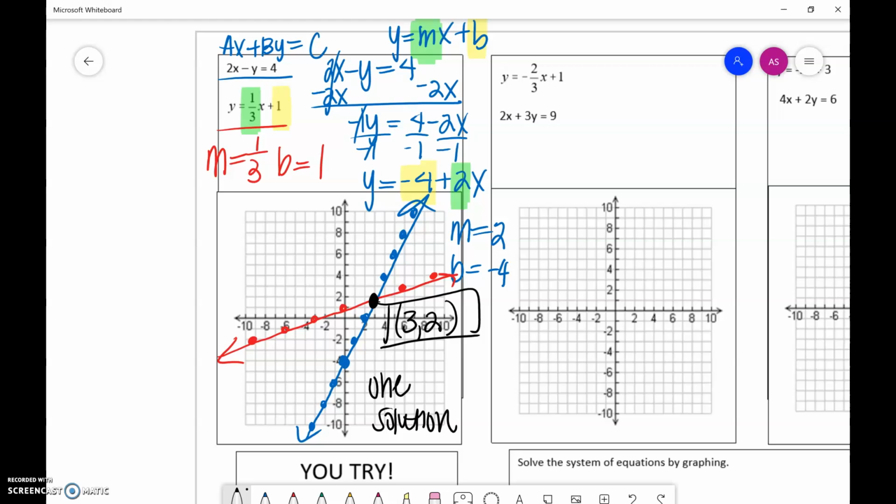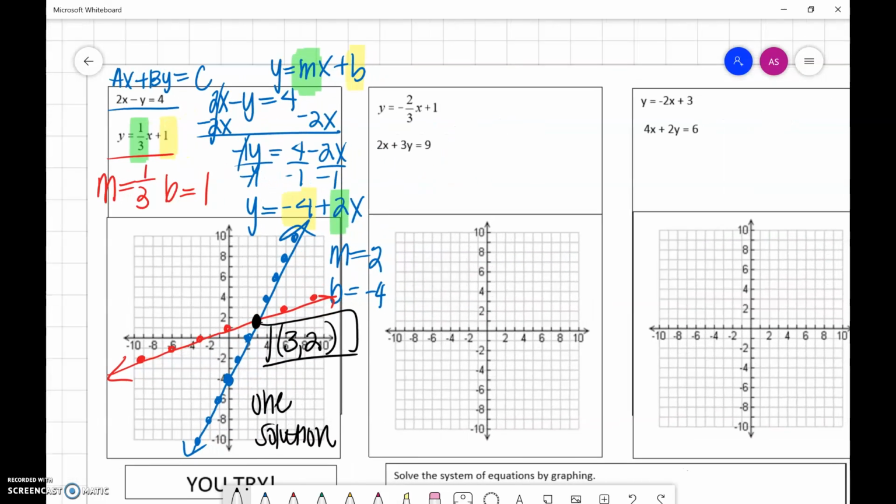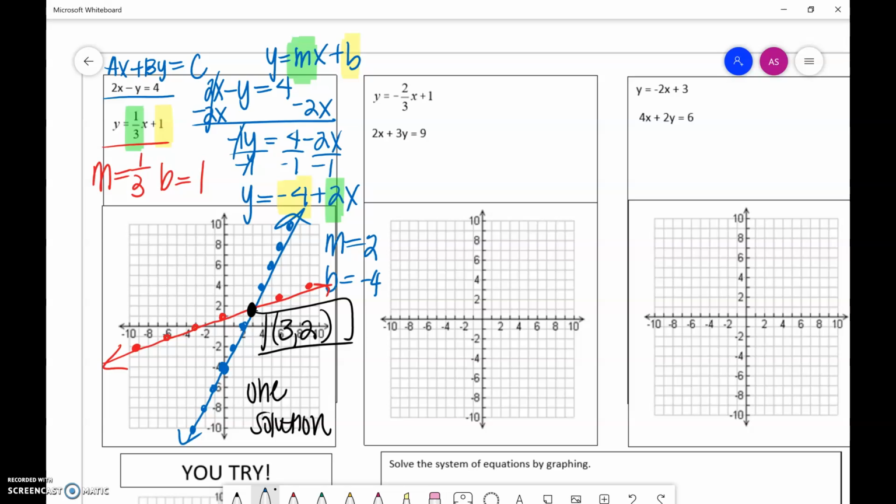All right, this next one, let's go ahead and get into it. It's in slope-intercept form, so my slope is -2 over 3. My y-intercept is 1, so I'm going to start at 1. And I'm going to go down 2 over 3 because that's my slope. So down 2 over 3, down 2 over 3. Then for the rest of these, up 2 over 3, up 2 over 3. And I'm going to connect my dots.